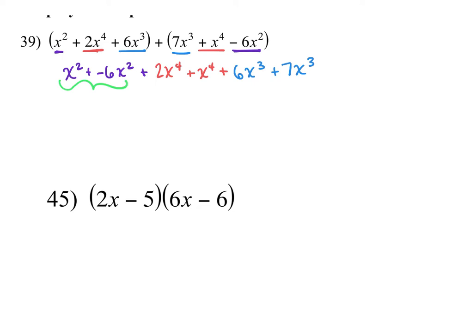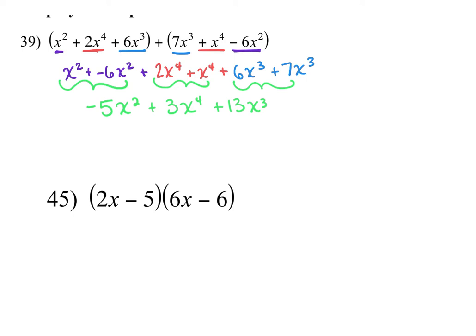Positive 1 and negative 6 give you a negative 5x squared. Positive 2 and positive 1 give you a positive 3x to the fourth. Positive 6 and positive 7 give you a positive 13x cubed. When you are done at this point, now is when you want to organize them in standard form.